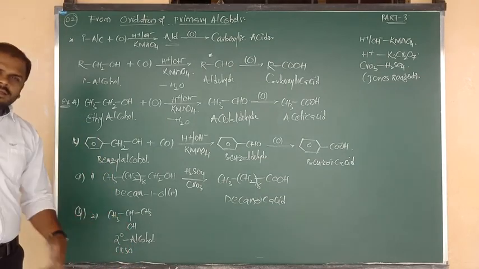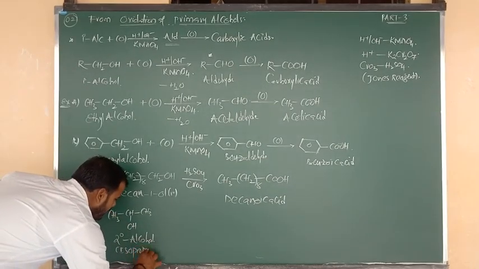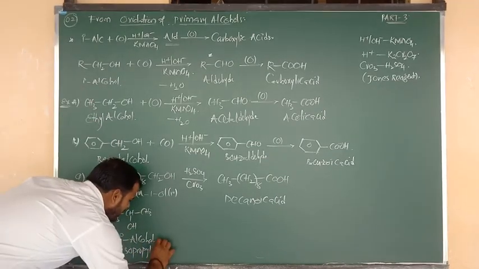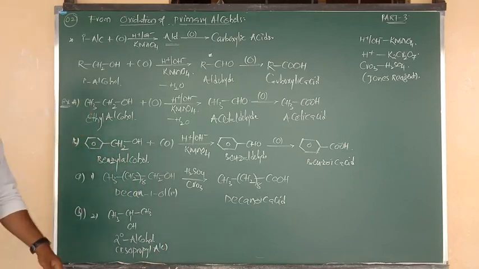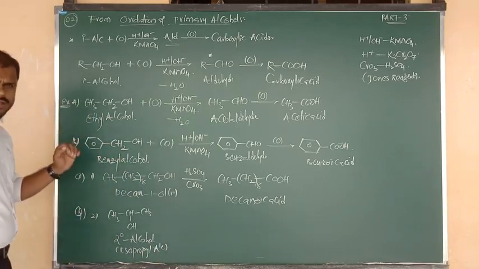Total 3 carbons are there. That means we can write prop, isopropyl. And the isopropyl group is connected to OH. That means we can say isopropyl alcohol. It is an example of a secondary alcohol. Yes, you know one thing clearly.